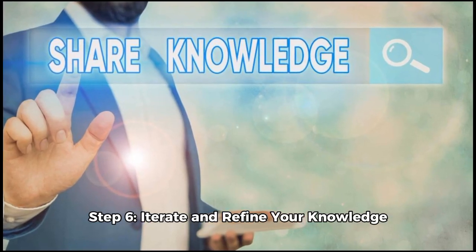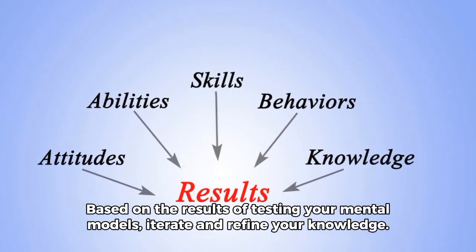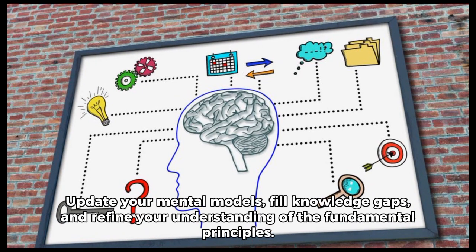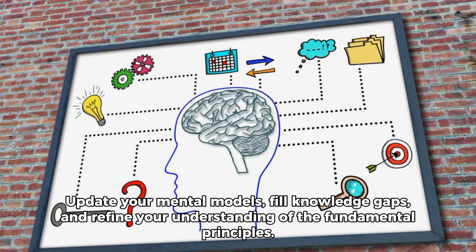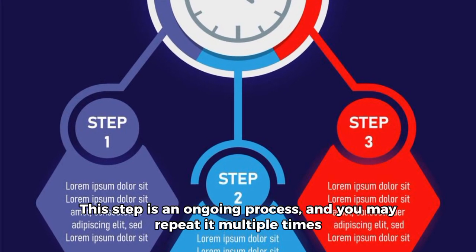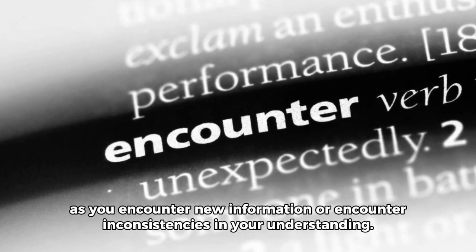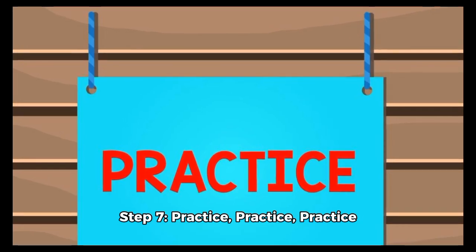Step 6. Iterate and refine your knowledge. Based on the results of testing your mental models, iterate and refine your knowledge. Update your mental models, fill knowledge gaps, and refine your understanding of the fundamental principles. This step is an ongoing process, and you may repeat it multiple times as you encounter new information or inconsistencies in your understanding.